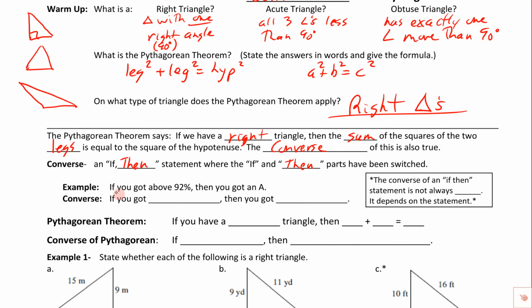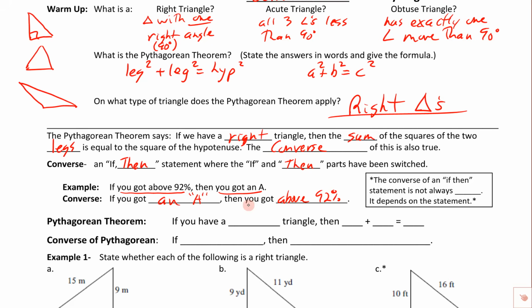So I've got an example right here. Here's the if-then statement. If you got above 92%, then you got an A. So if the cutoff to get into the A category is 92%, as long as you got higher than that, you got an A. So here is the if part: you got above 92%. The then part is you got an A. So if we were to switch those around, this is the converse of that statement. If you got an A, then you got above 92%.